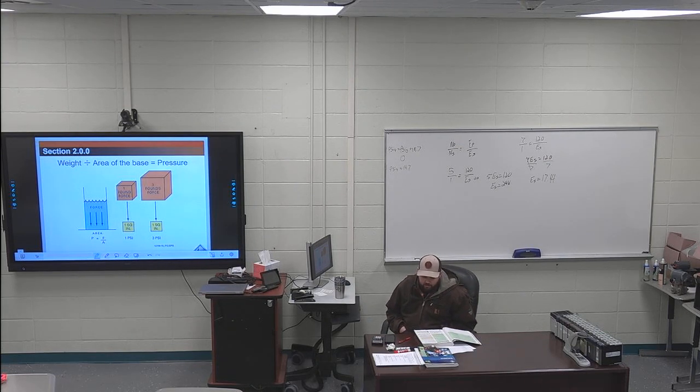I also have the equation to find gauge pressure, which is just manipulating that equation around. So gauge pressure is equal to absolute pressure minus atmospheric pressure.